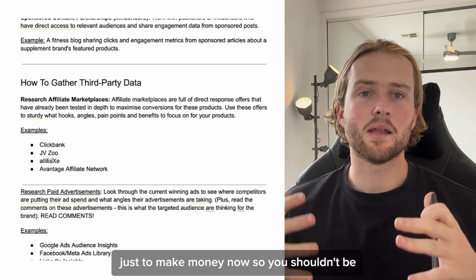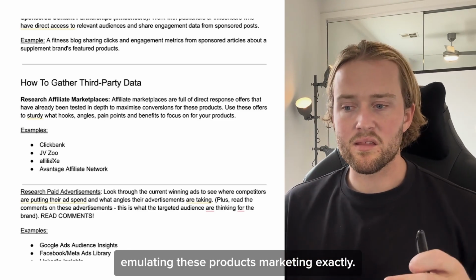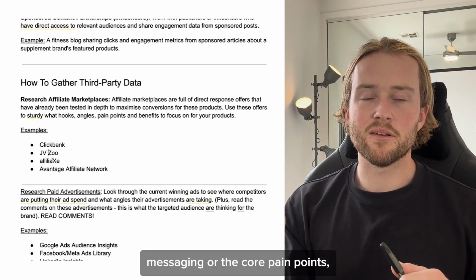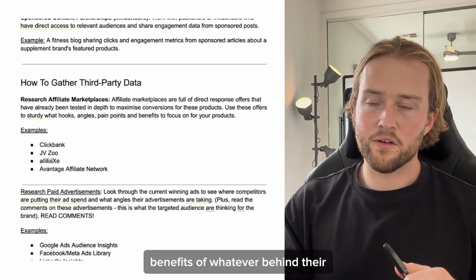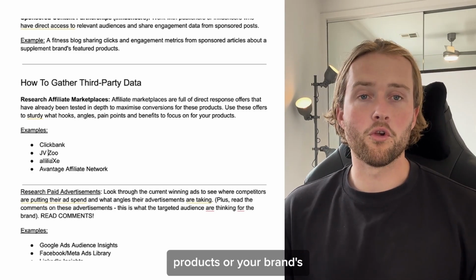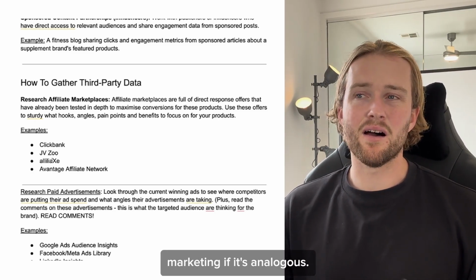They're looking just to make money now. So you shouldn't be emulating these products' marketing exactly, but you should be taking the core messaging, or the core pain points, benefits, whatever is behind their marketing, and integrating it into your products or your brand's marketing if it's analogous.